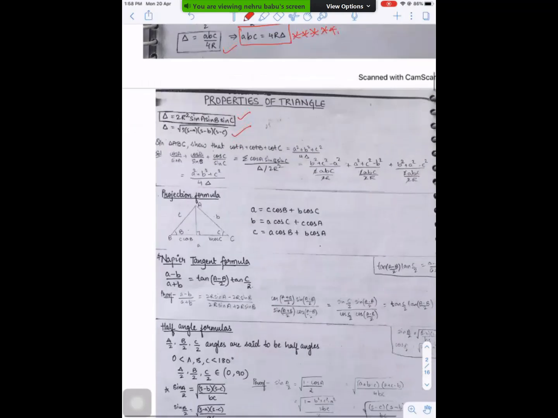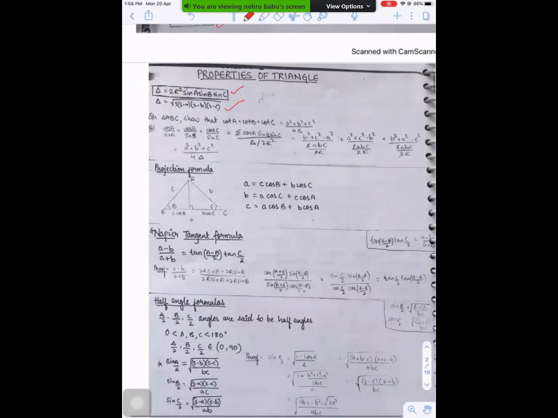Next, one more formula is Heron's formula: delta equals square root of s into s minus a into s minus b into s minus c, and delta equals 2R square sin A sin B sin C. This is the area of a triangle. Many other formulas are also there, based on R1, R2, R3. But these are the starting formulas. In the first part of properties of triangles, we'll use these results.